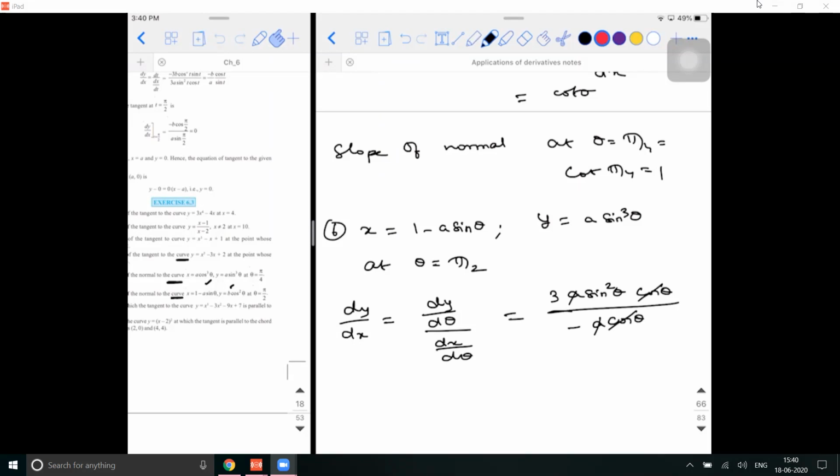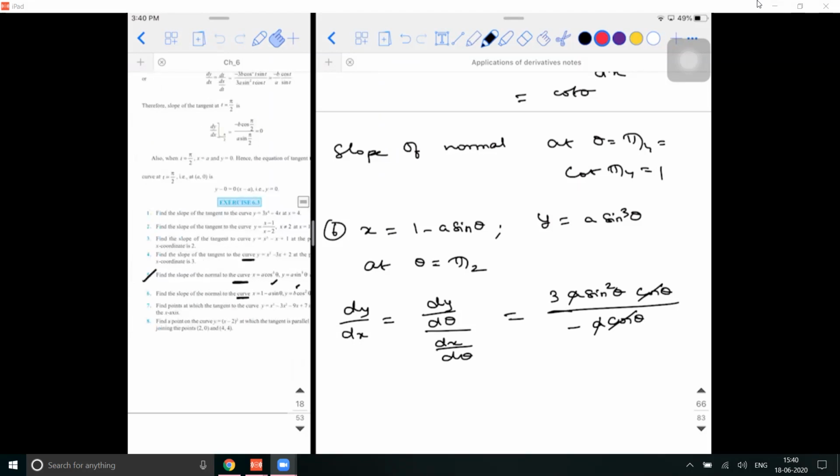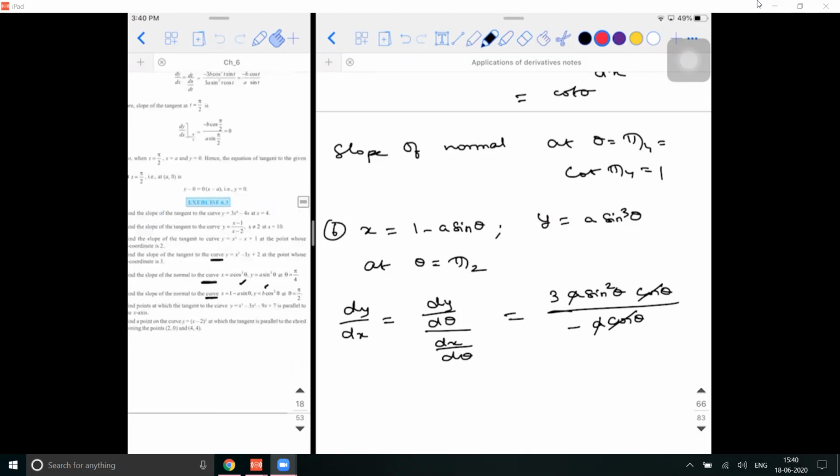Sir, 6 to 1, sir. Yes, 6 only. Oh, sir. Y is equal to b cos square theta, I'm sorry. dy by d theta of cos square theta means it is 2b cos theta into minus sin theta, divided by minus a cos theta.